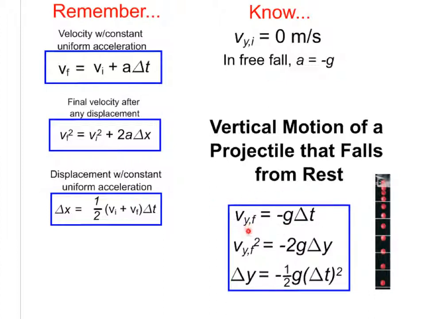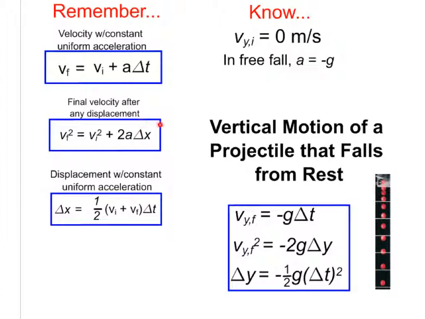The velocity in the vertical direction, this up and down direction, final, is going to be equal to negative g, acceleration due to gravity, 9.81 meters per second squared, times change in time. That's where that formula comes from. Again, the second formula is very similar. We're looking at this formula from our kinematic expressions, the final velocity after any displacement. We have v squared final equals v squared initial plus 2a times the displacement.